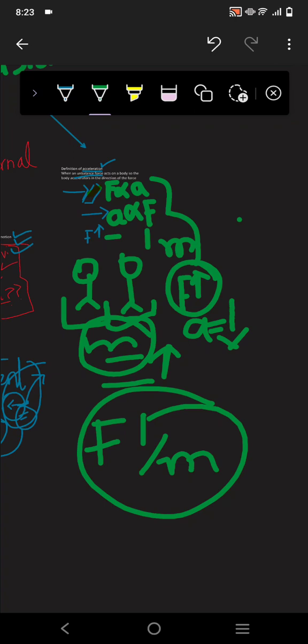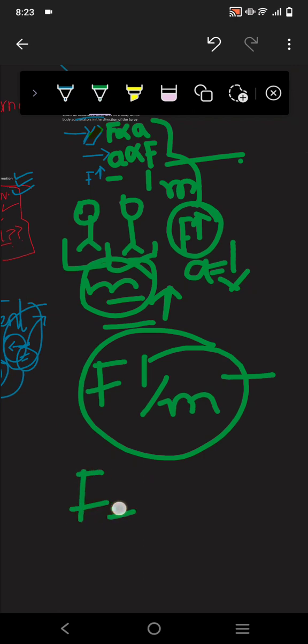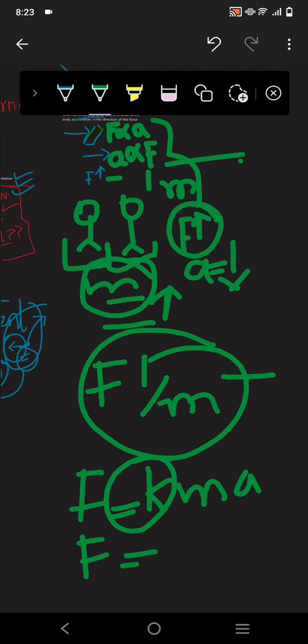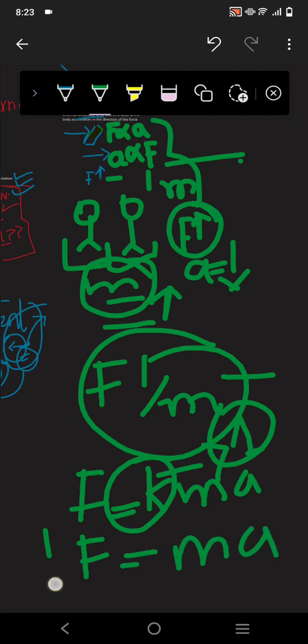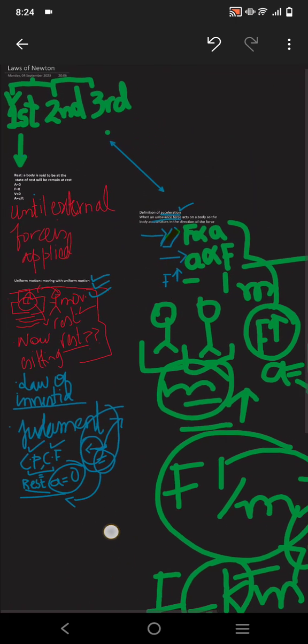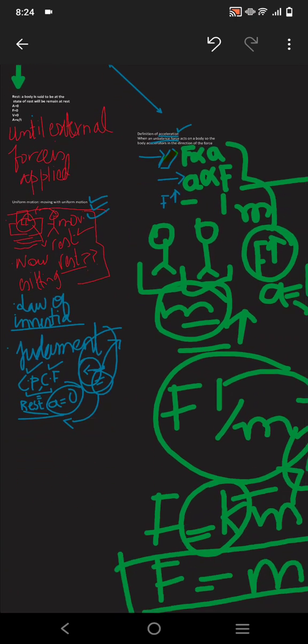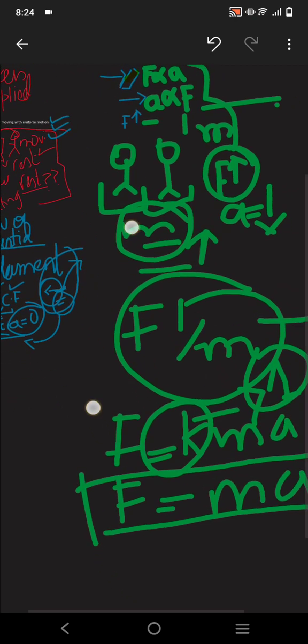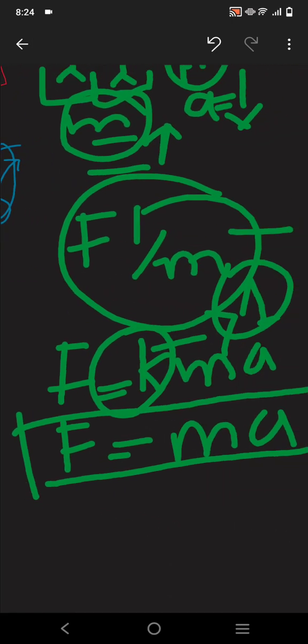So when we combine equation 1 and this equation, we get F is equal to K M A. When you remove this K, K has the value of 1, so that will be F is equal to MA. So that is proof that the second law of motion gives the relationship of acceleration, and mathematically the second law of motion is this: F is equal to MA.